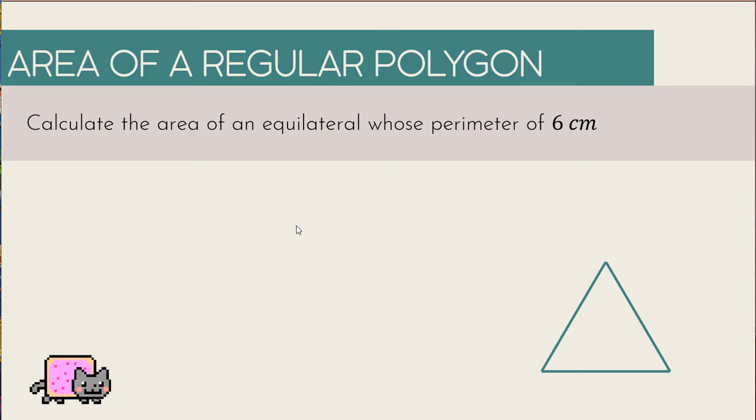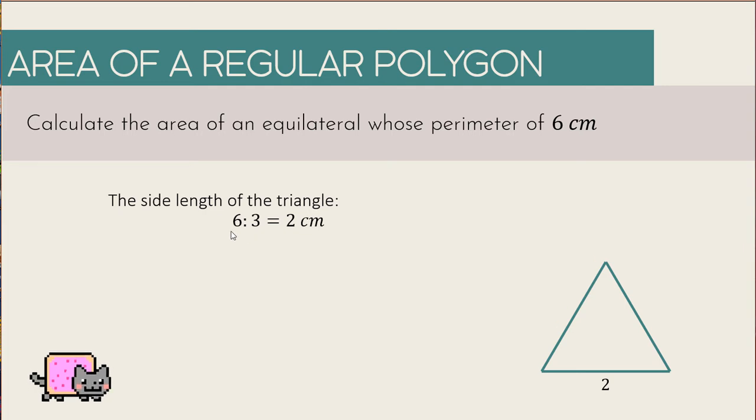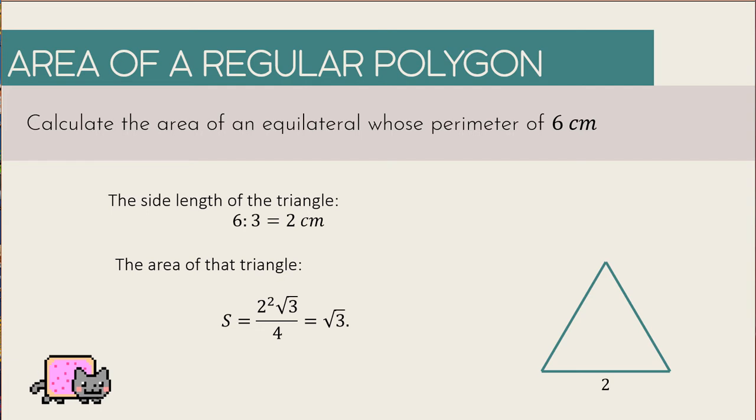Calculate the area of an equilateral triangle whose perimeter is 6 centimeters. The side length of the triangle is 6 divided by 3, and it is equal to 2 centimeters. Now apply the previous formula. We have the area of that triangle, S is equal to 2 squared square root of 3 divided by 4, and that can be simplified into square root of 3. Okay, have you mastered it?